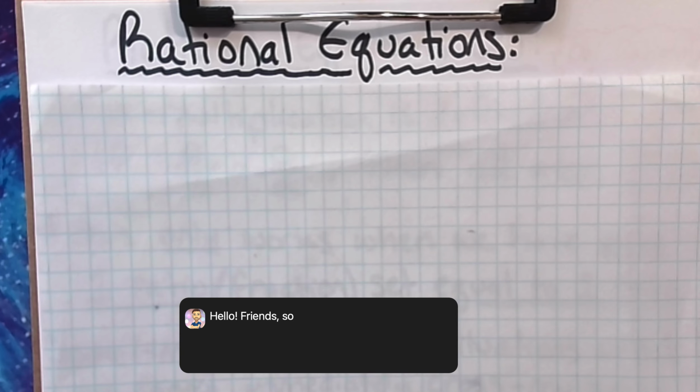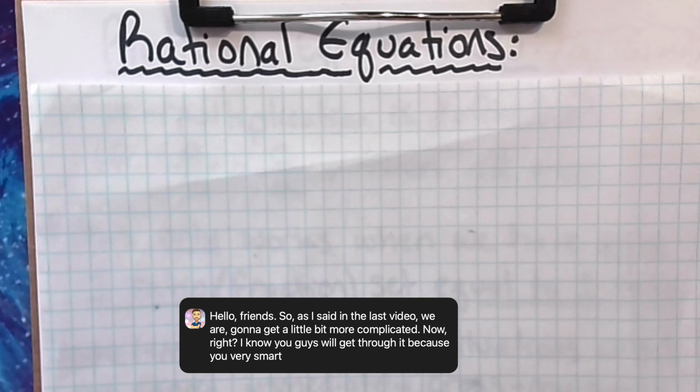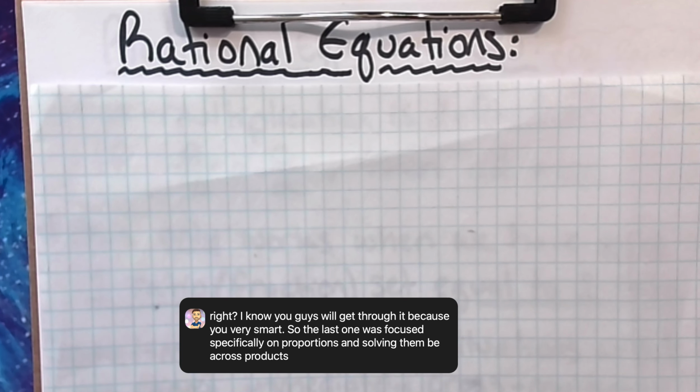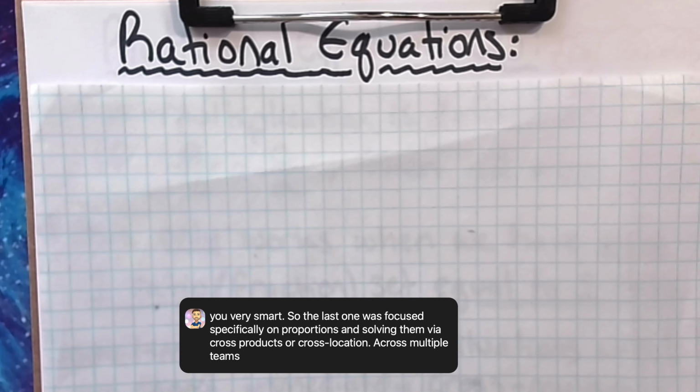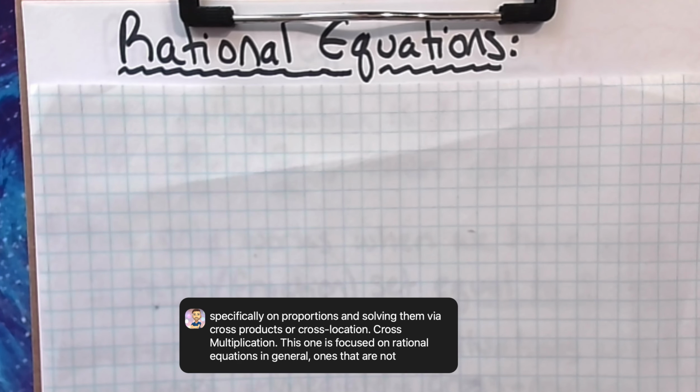So as I said in the last video, we are going to get a little bit more complicated now, but I know you guys will get through it because you're very smart. The last one was focused specifically on proportions and solving them via cross products or cross multiplication. This one is focused on rational equations in general, ones that are not proportions.